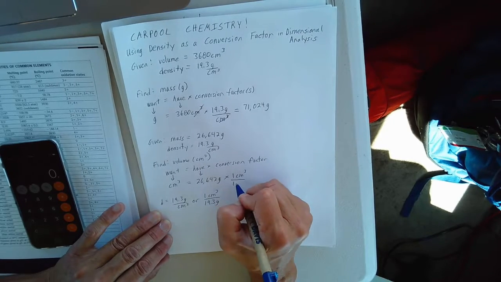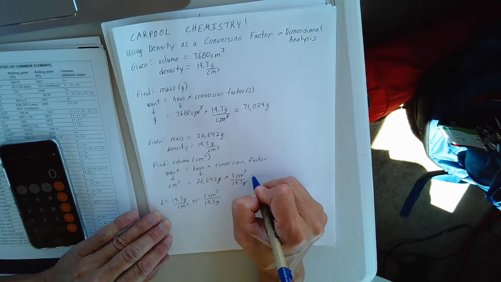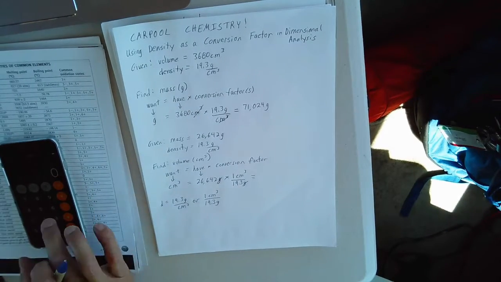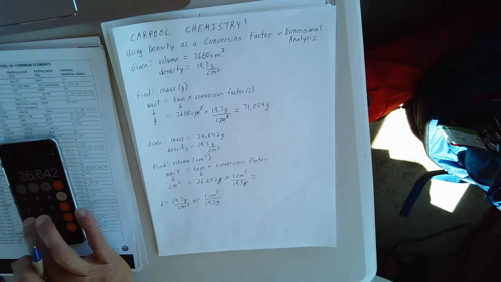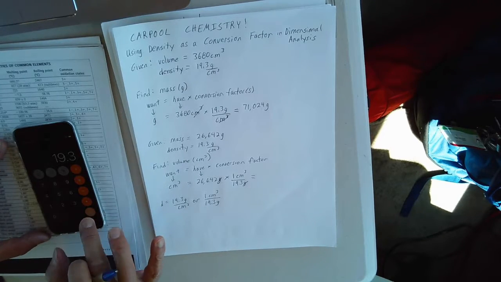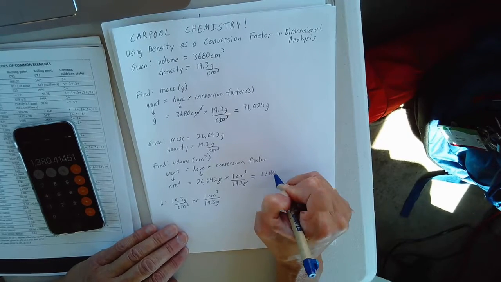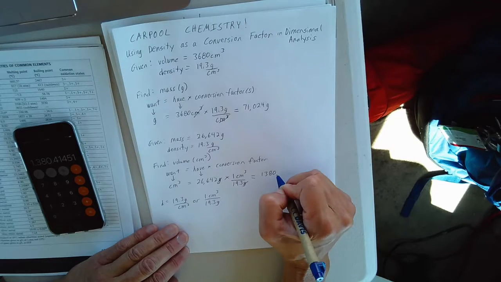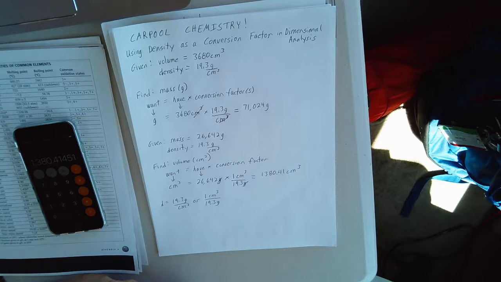For every 19.3 grams, and as we see our grams cancel out, and if we calculate this on our calculator, we have 26,642 times 1 divided by 19.3, and we come up with 1380.41 centimeters cubed. And that's how you calculate the volume, knowing mass, using density as a factor.